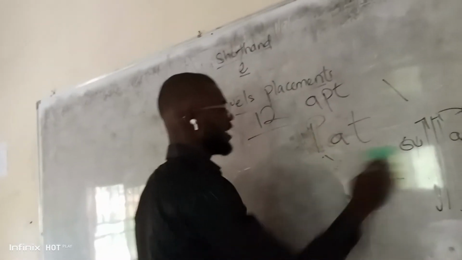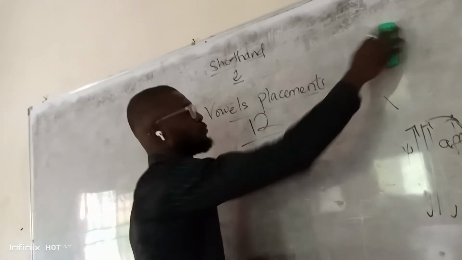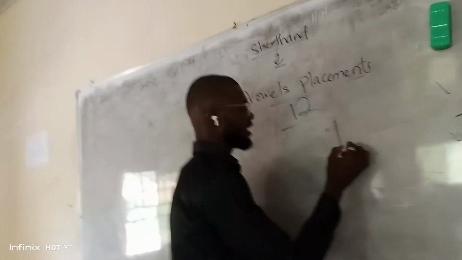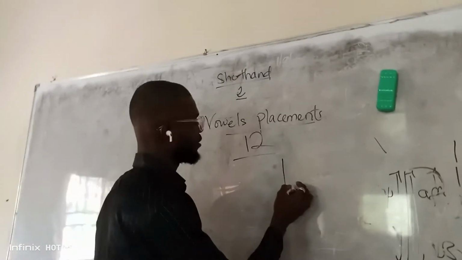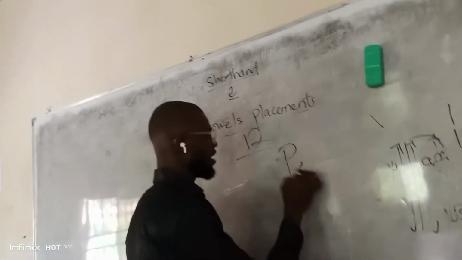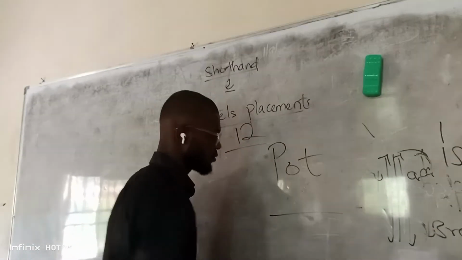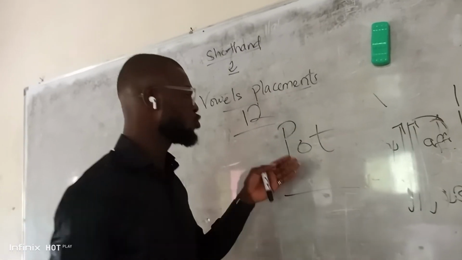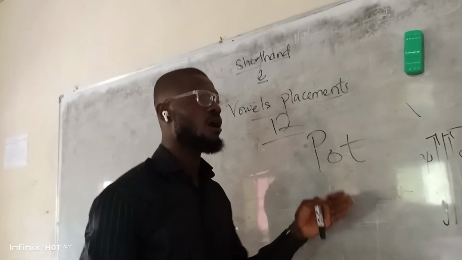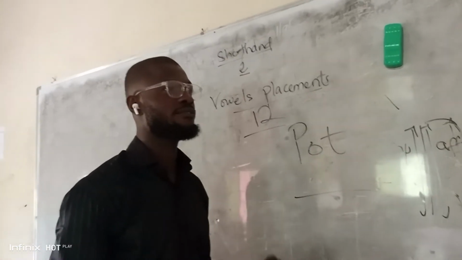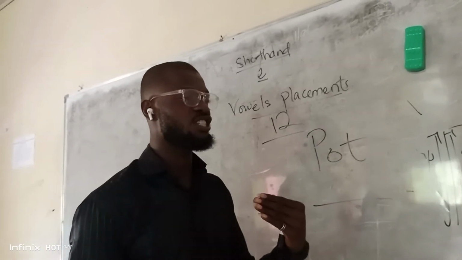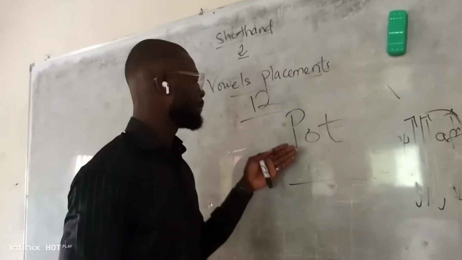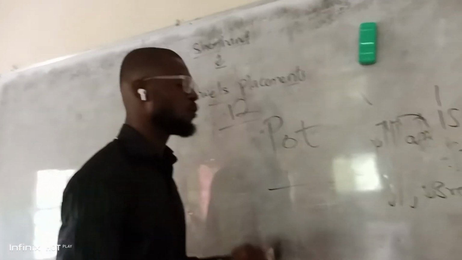Okay. Let's give an example of your O, which is your dash. Now, we have something like this. Let's say you have pot. Now, this is your pot. We have P, O, and T, for those who have the challenge to pronounce it, which is your pot.